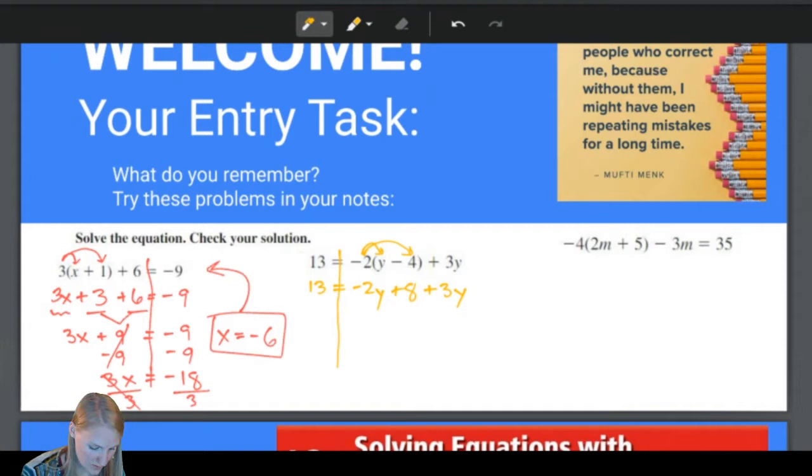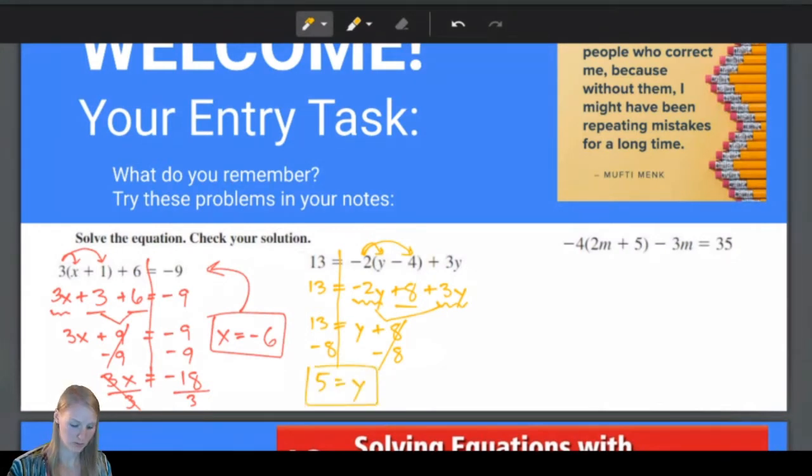Okay, and now we have an apple, an orange, and an apple. So let's put these apples together. 13 equals, let's see, 3y minus 2y, positive y, plus 8. Okay, and then we know what to do next. To get rid of this plus 8, we're just gonna minus 8. Subtract 8 from both sides. 13 minus 8, 5. And 5 equals y. Awesome. And of course we can plug back in, check.